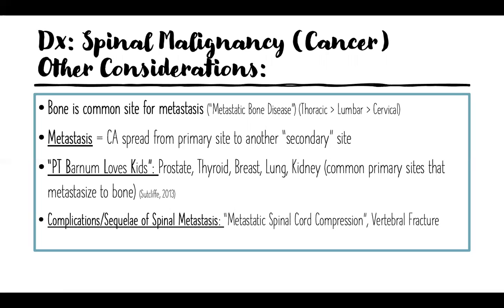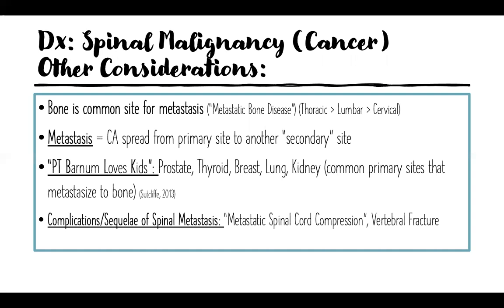One of the acronyms that is oftentimes used, and this will give us a nice mnemonic to remember the different types of primary site cancers that refer or metastasize to bone, or spine, as a secondary site, is P.T. Barnum loves kids. So the first letter of each of those words: prostate, thyroid, breast, lung, and kidney are common primary cancers that will refer to bone.